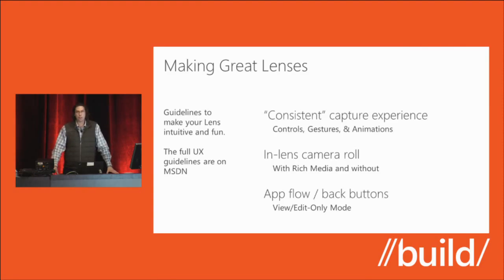We also ask that you follow certain guidelines for the in-lens camera roll. If you choose to have a camera roll of some sort to show media you've captured with the device, and your application is just about JPEGs and you don't need that rich media capability, we ask that you only show things that were captured in that session. A perfect example of this is what we do ourselves at Microsoft with the Lock Screen camera. We just show the things you captured in that session. And we found this is a much easier thing for users to pick up in an app where you have a centralized camera roll on the device.